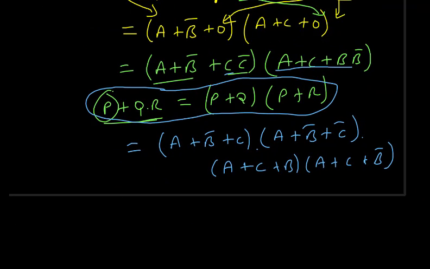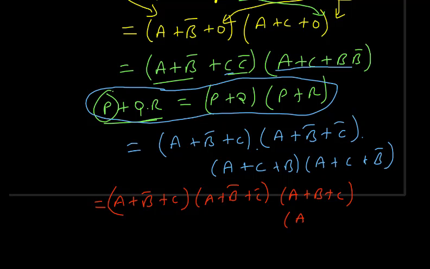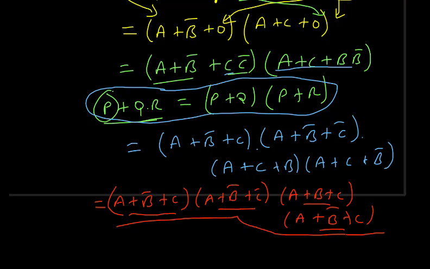So I can just rearrange the terms. What I get is A or B bar or C, the first term as it is, the second term is also as it is, and in the third term I just shuffle B and C. So A or B or C, and the final term A or B bar or C. So this particular expression is a standard POS, because it contains all the variables A, B, C in each and every term. This also contains A, B, C, this also, this also. So this is standard form.